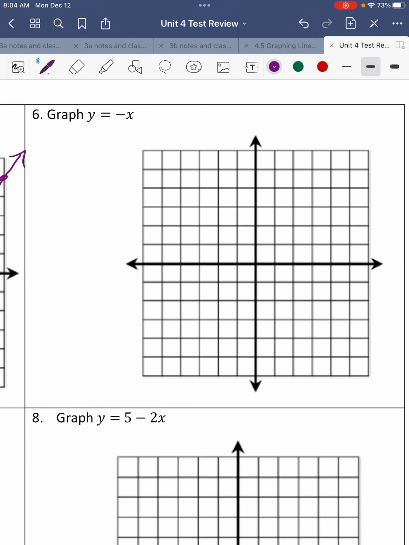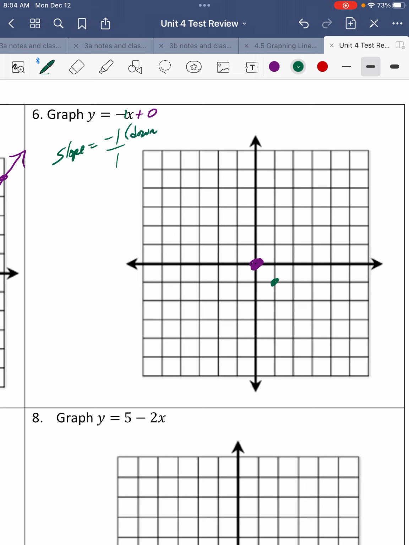Number 6. What is our y-intercept? Our y-intercept is 0. And then what is our slope? Our slope is -1. So a slope of -1, you're going to put that over 1. We're going to go down 1 and right 1.